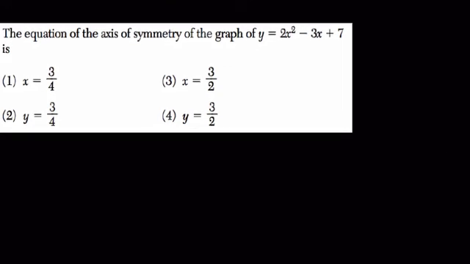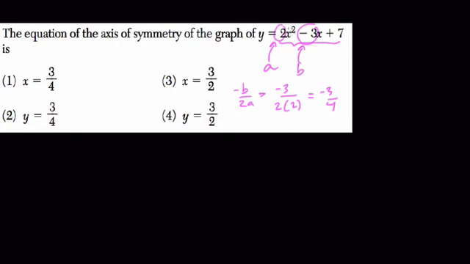What is the equation for the axis of symmetry here? Well, the axis of symmetry equals negative b over 2a. And here, this is our a term. This is our b term. B is equal to negative 3. So we have negative 3 over 2 times 2, which is negative 3/4.